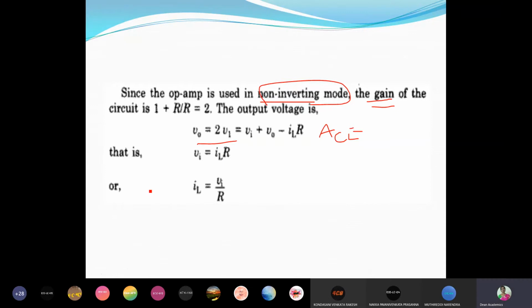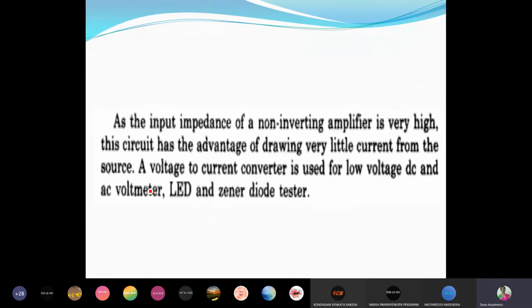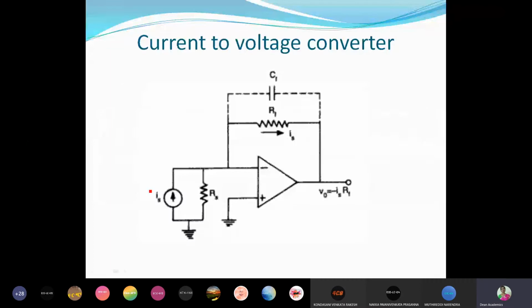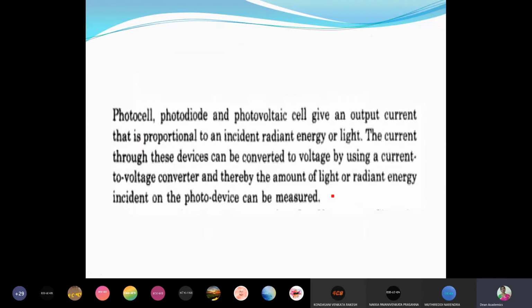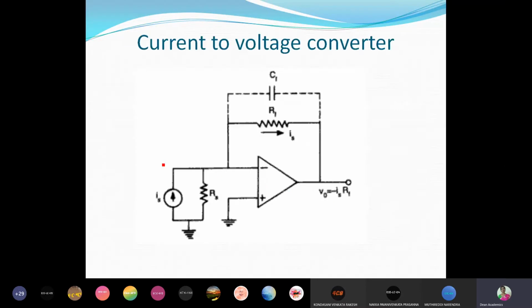So now we have expressed IL, and after that the applications of the voltage to current converter we have seen. Then the current to voltage converter: just a current source and one resistor here, that's all. This has many applications where we want current to voltage conversion, like photodiodes, as an example. When light falls on a photodiode, it produces some current proportional to the amount of light falling on it.